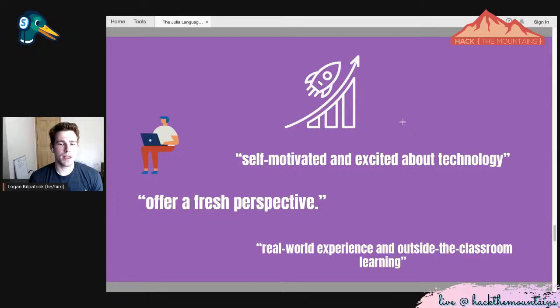These are some quotes on the screen for what employers are looking for in students when they're hiring them on as first-time software engineers or whatever it might be in a technical domain. Some of the things are being self-motivated and excited about technology, offering a fresh perspective, and real-world experience outside the classroom learning. I think you can get all three of these experiences contributing to an open source project. I think Julia specifically is a prime candidate for this, but I don't think it's constrained to just Julia. There's a ton of really great open source projects that you can contribute to.